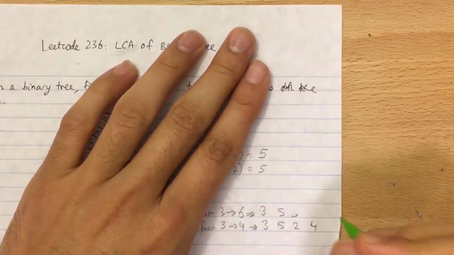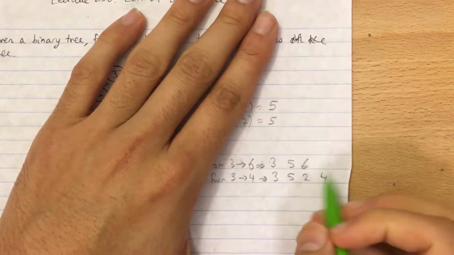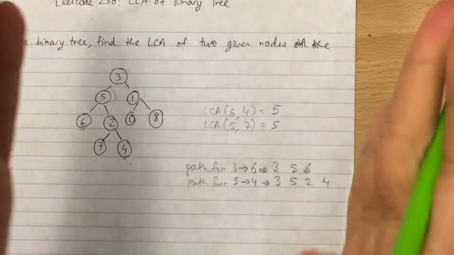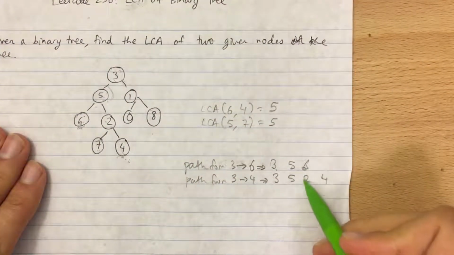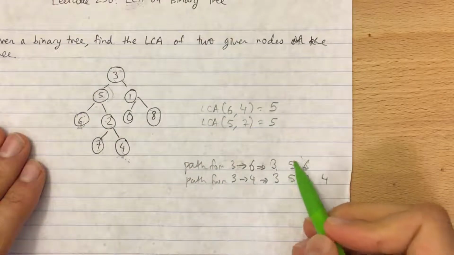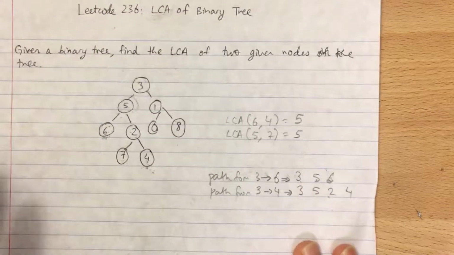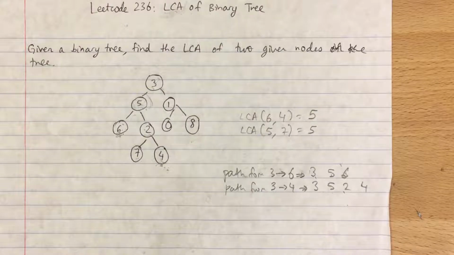Once I have this information, what I can basically do is traverse through these arrays, and the point at which the values diverge, which are not the same, the previous value before that is my LCA, the least common ancestor. That's the basic idea of it.